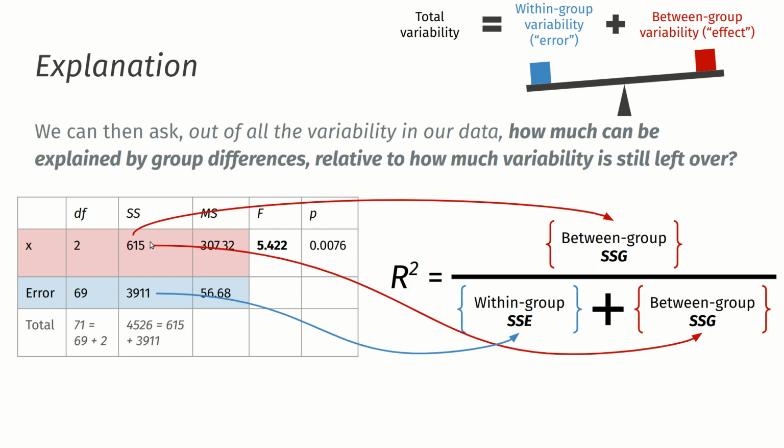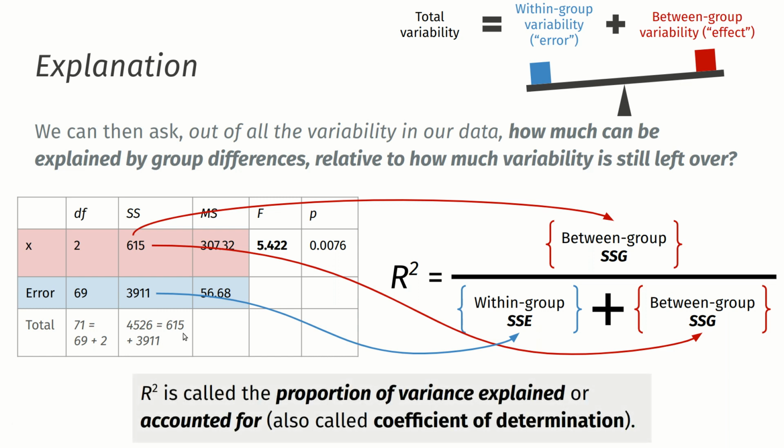So we are interested in asking, all right, this is the sum of squared deviations due to group differences. And what we're doing is dividing it by the total sum of squares from both sources, which is given down here, this bottom line here, the total.